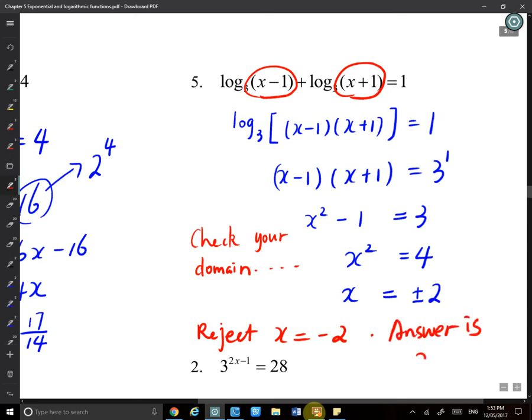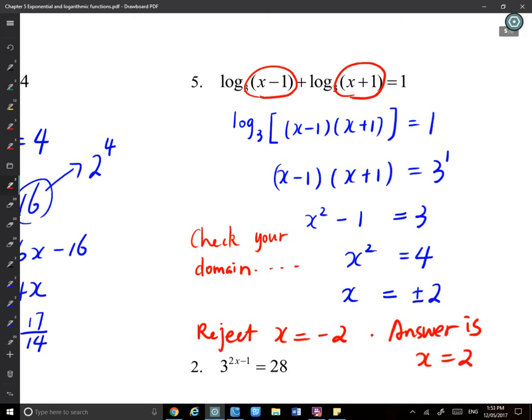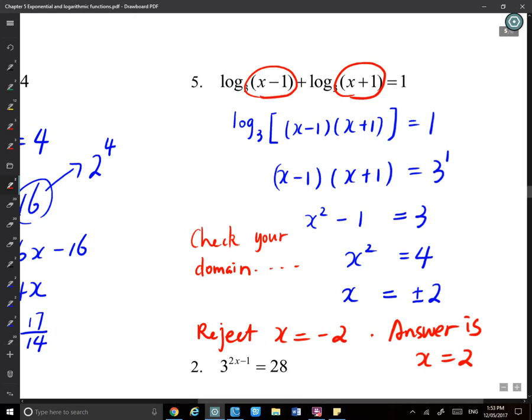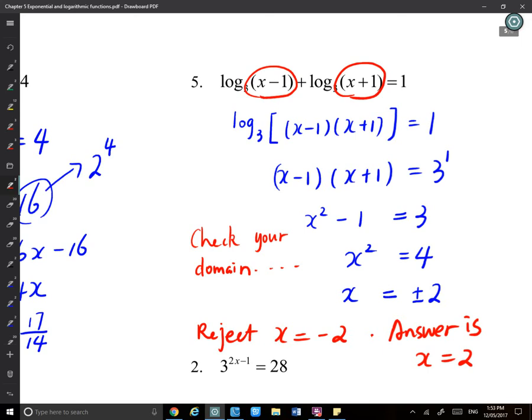Answer is x equals 2. When you put negative 2 minus 1, it will give you negative 3. It doesn't fit this domain. You don't have minus 2. You only have 2. When you put 2 in, you have 2 minus 1, which is 1, okay, and 2 plus 1 equals 3, which is okay. So you always need to check the domain of your log equations.